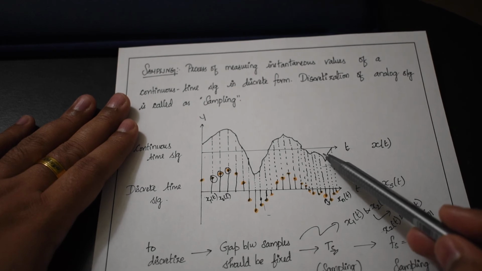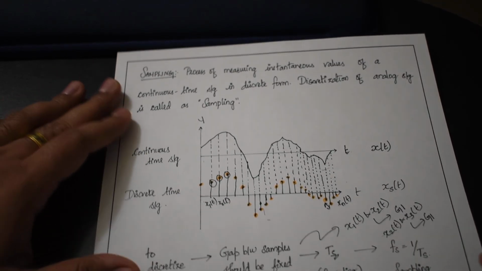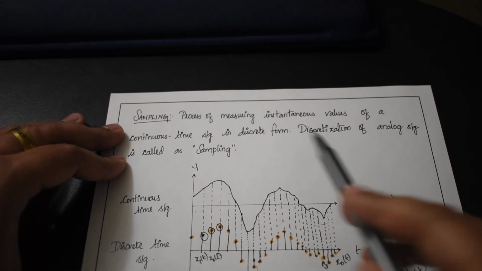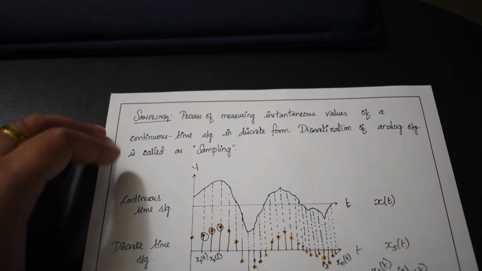So the way in which we have to discretize a continuous time signal is dictated by a theorem called the Nyquist theorem or the Nyquist rate, and this process is called sampling.